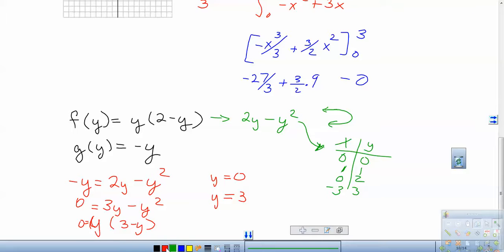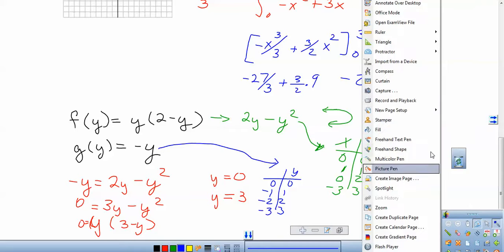Okay, I'm just going to go ahead and do the table for this one also, my g function. Same y values that you're going to start with, 0, 1, 2, and 3. If you put in 0, 0. You put in 1, negative 1. Negative 2, negative 3.